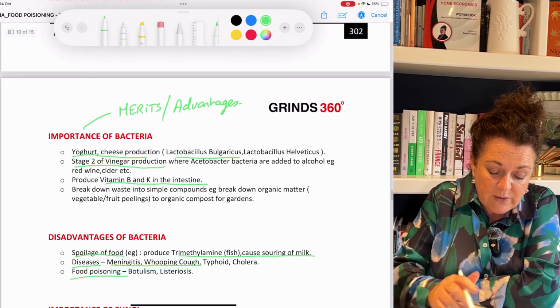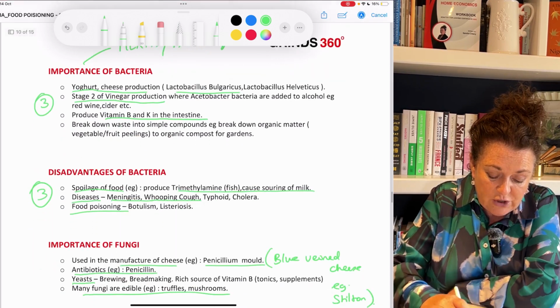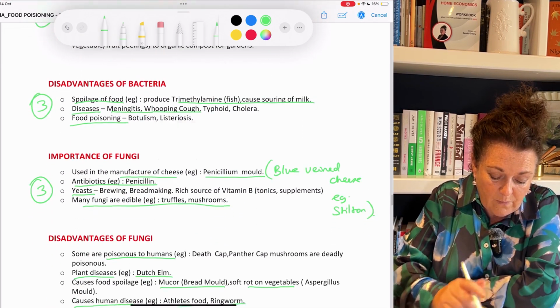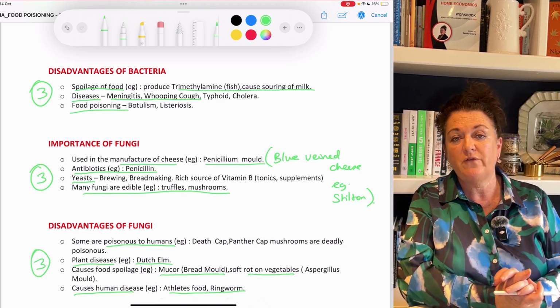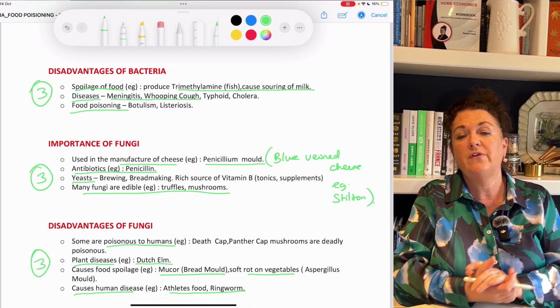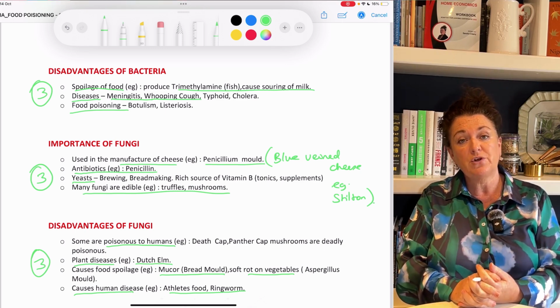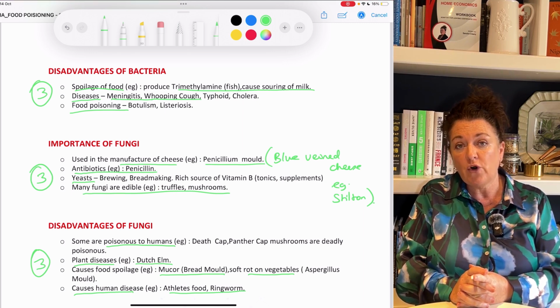Now what I would say to you is I would know 3 of each. For the merits, advantages, benefits of bacteria and fungi, and then 3 disadvantages of them. So that completes our chapter. Quite a lot of detail, and I have gone through it quite thoroughly there.